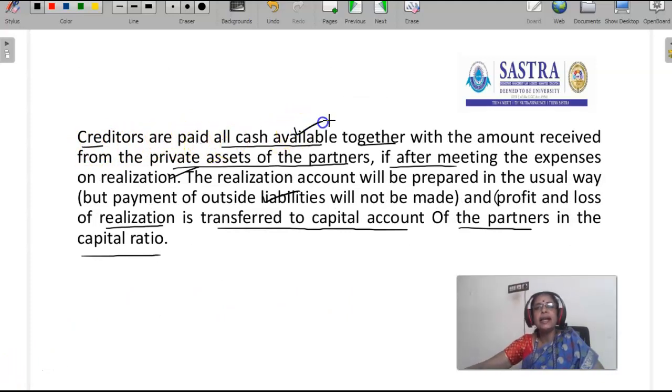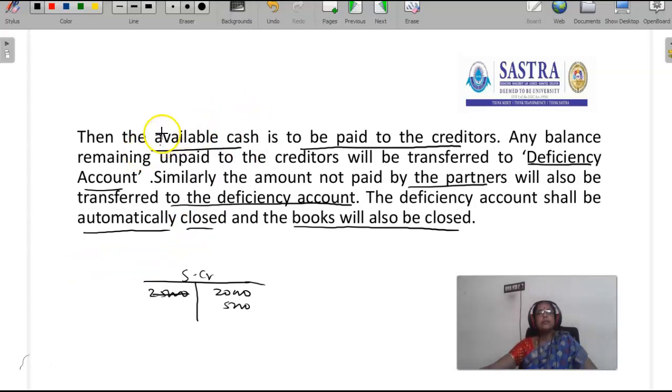Creditors are paid all cash available, together with the amount received from the private assets of the partners, after meeting the expenses on realization. The realization account will be prepared in the usual way, but the outside liabilities will not be paid through it, and the profit or loss on realization is transferred to the capital accounts of the partners in their P&L ratio. Not the capital ratio, the P&L ratio. So the firm uses the available cash balance to settle the creditors. Any balance remaining unpaid to the creditors will be transferred to the deficiency account.